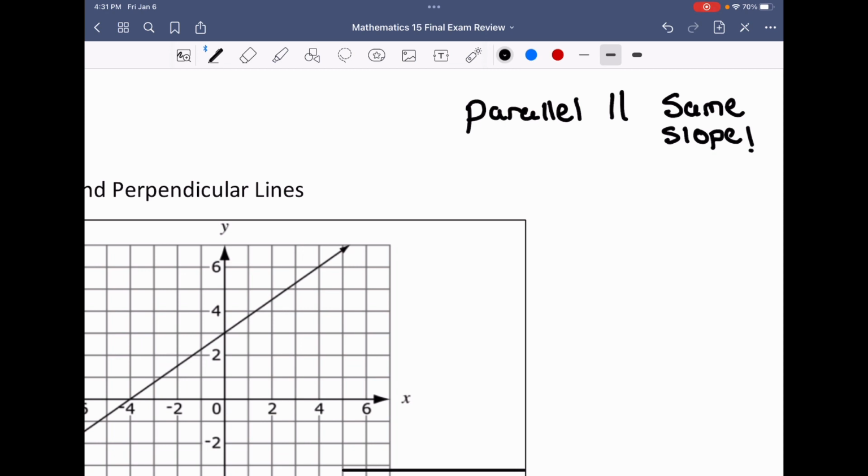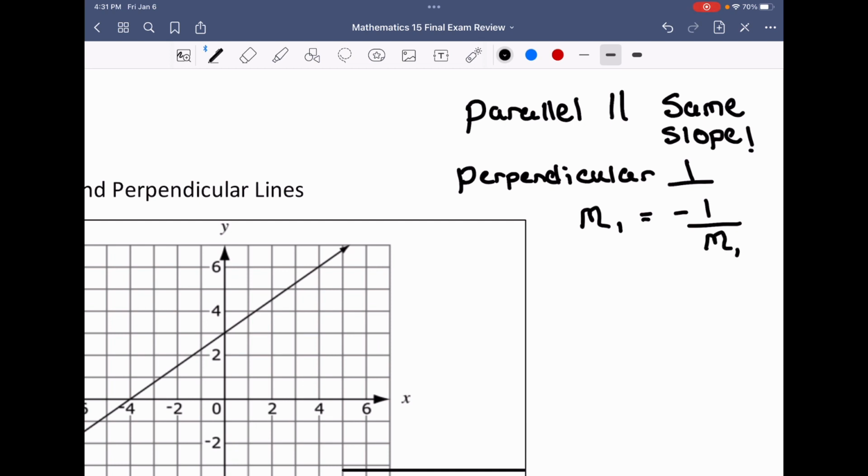They are the same slope. Perpendicular, however, which is symbolized by an upside down T, they have the negative reciprocal slopes. If one is slope 1 like this, then the negative reciprocal is the perpendicular, or -1 over that M1.